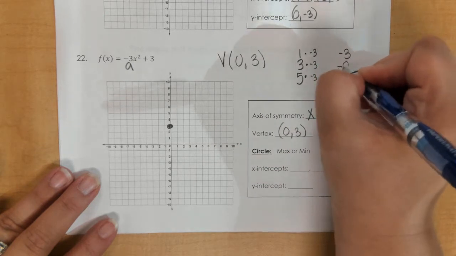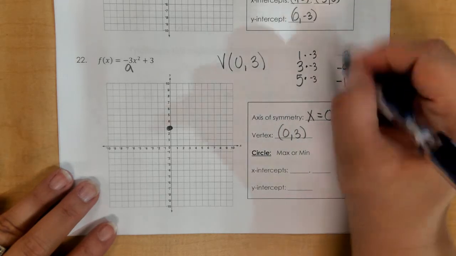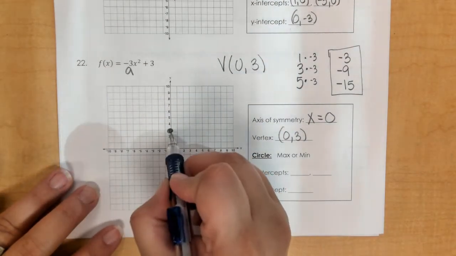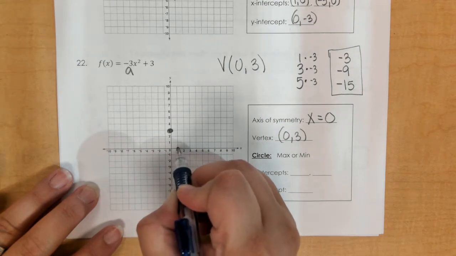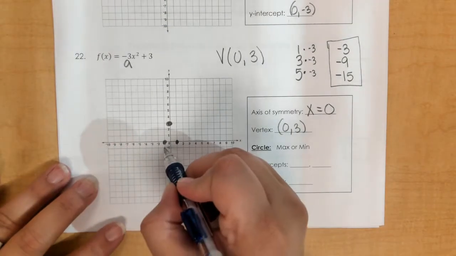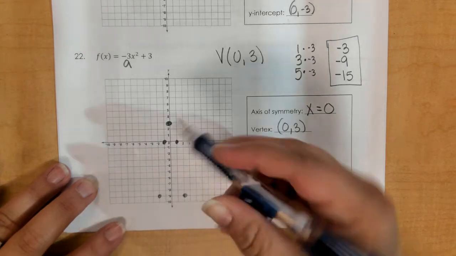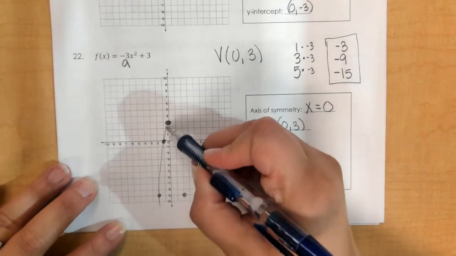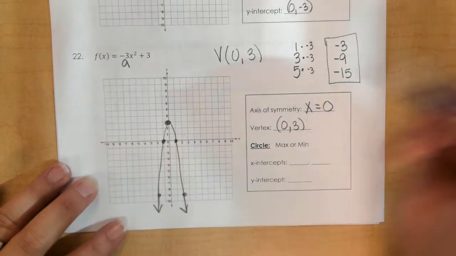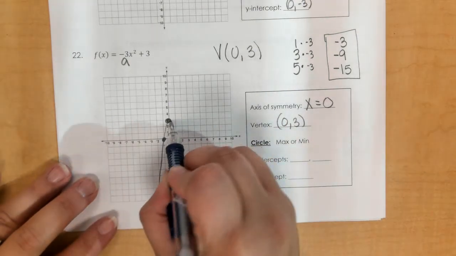So my new values are negative 3, negative 9, and negative 15. So from the vertex, I'm going to go down 3, right 1, and left 1. I'm also going to go down 9 because I can fit that on the graph. And then I go ahead and draw my U shape. Okay. Is my vertex a max or a min? It's a max. It's the highest point.